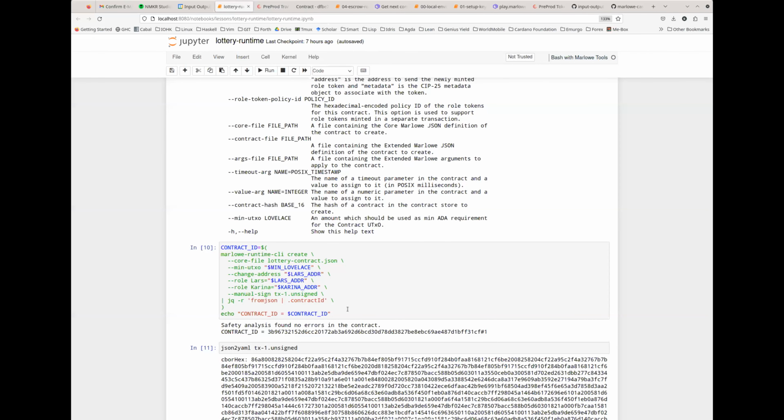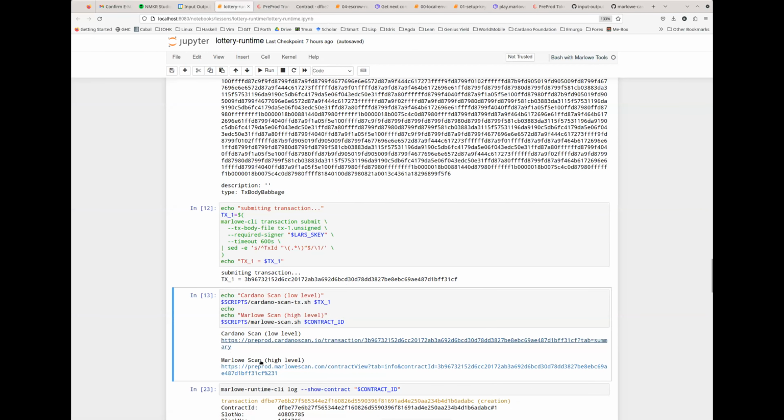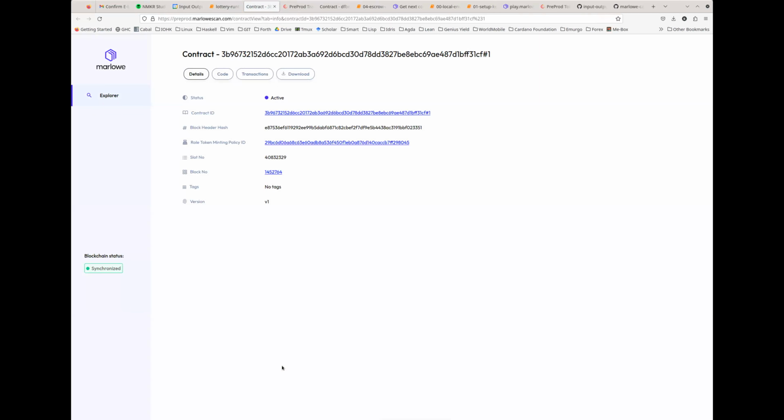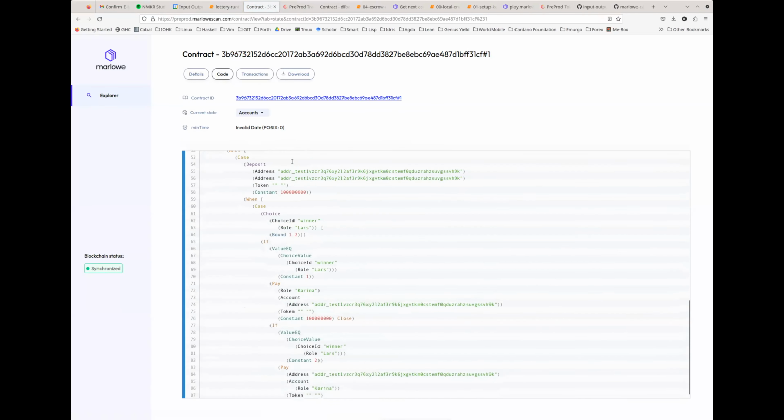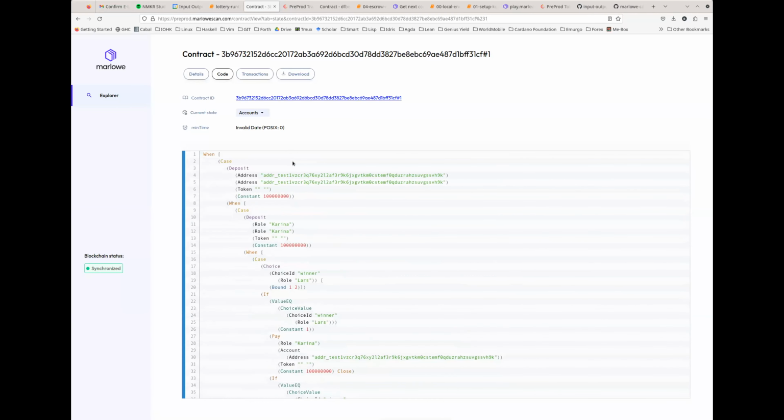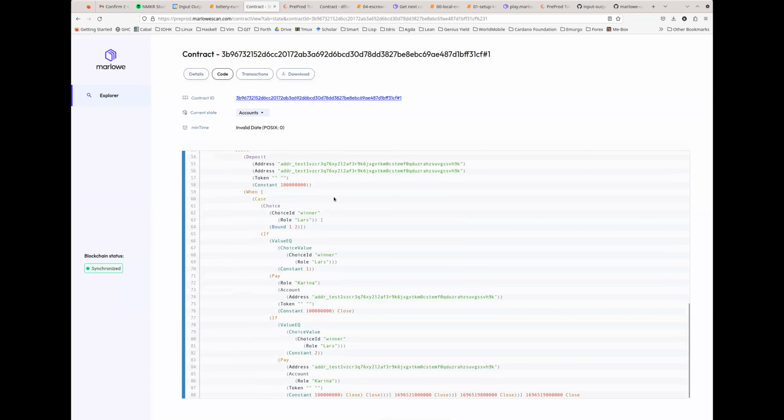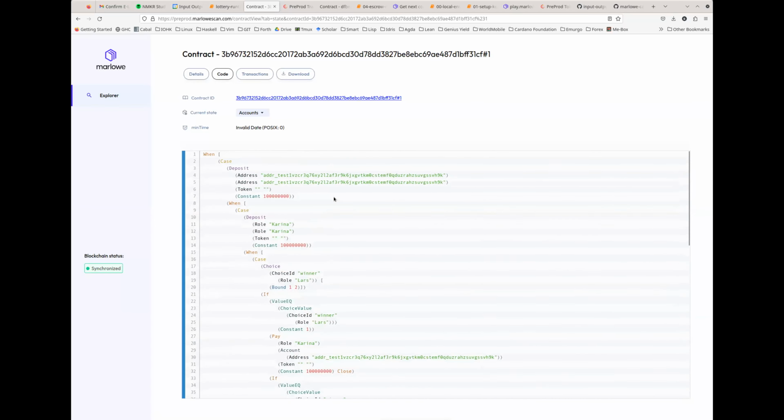However, there's a second explorer specifically built for Marlowe. That's called Marlowe Scan, and there's a link here as well. It's only for Marlowe contracts, but it gives us much better information. For example, we see the contract is active. We see in which block it was created, the block header hash, and so on. We can also look at the code of the contract. So this is now on the blockchain, contained somehow encoded in this datum. So that's the code.